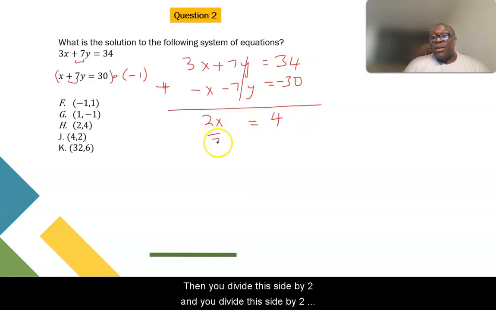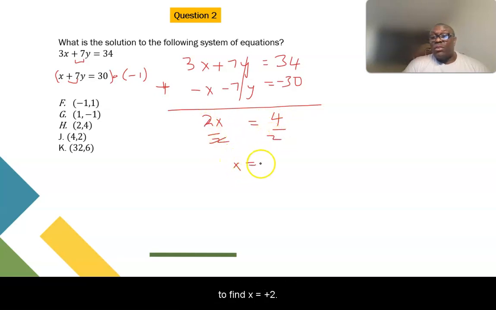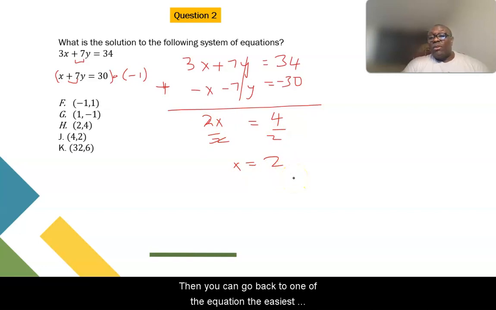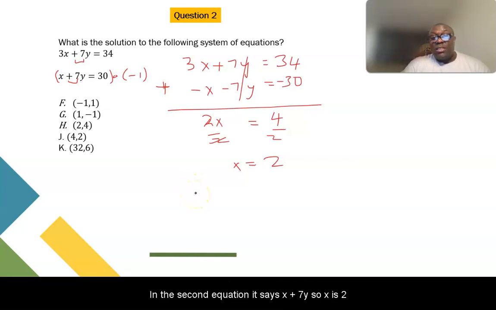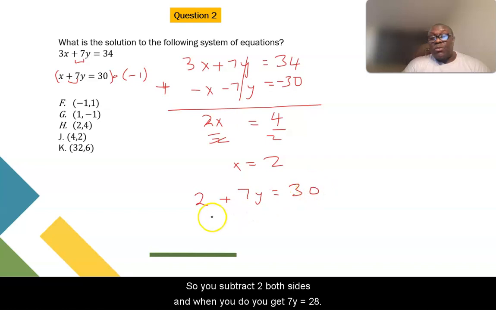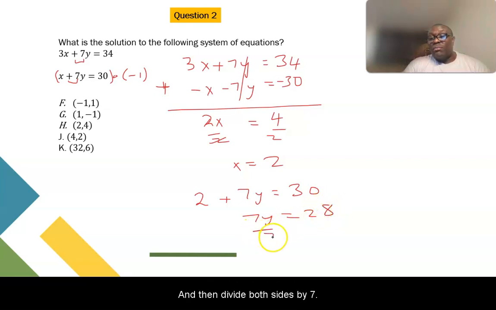Then you divide this side by 2, and you divide this side by 2 to find x equals positive 2. Then you can go back to one of the equations, the easiest one being the second one, and substitute for x. In the second equation, it says x plus 7y, so x is 2 plus 7y equals 30. So you subtract 2 from both sides, and you get 7y equals 28. And then divide both sides by 7, and notice that y is actually 4.